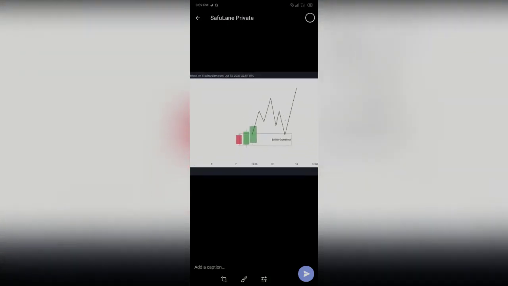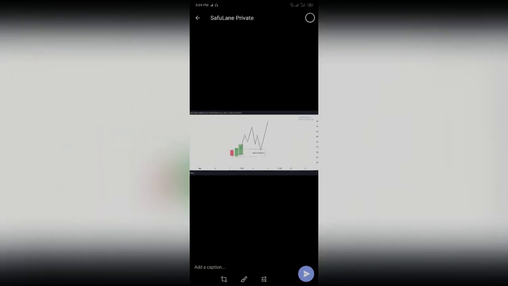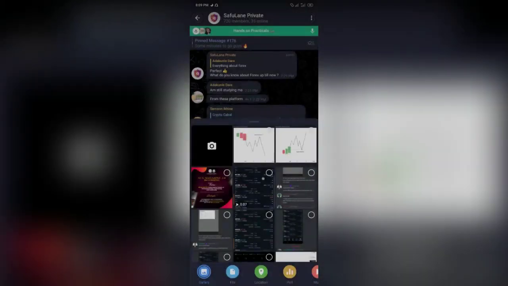When we are talking about the bullish order block, it is formed with a bullish engulfing candle. You can see on this screen that the bullish candle is engulfing the bearish candle. The bullish order block is also known as a demand zone.